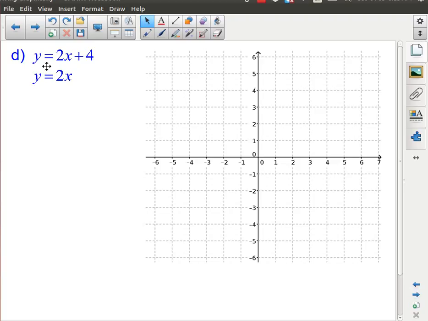And finally, y equals 2x plus 4 and y equals 2x. So let's go ahead and graph those. So this is number 1. 2x plus 4 has a y-intercept of positive 4. The slope is 2. That means go over 1 and up 2. We've run out of room to go to the right, so now I have to go to the left. That means go to the left by 1 and go down by 2. Left by 1, down by 2.